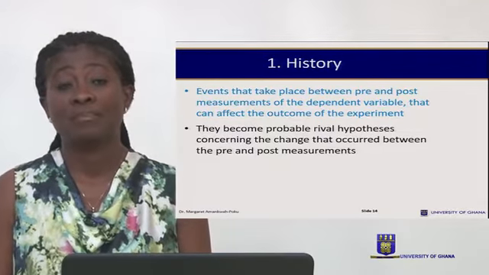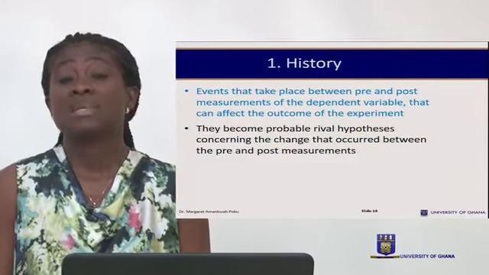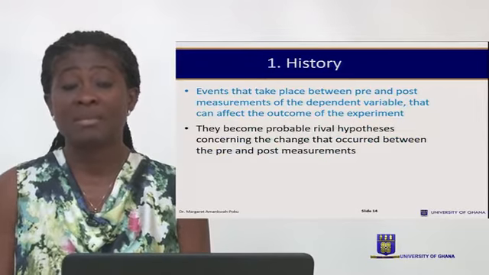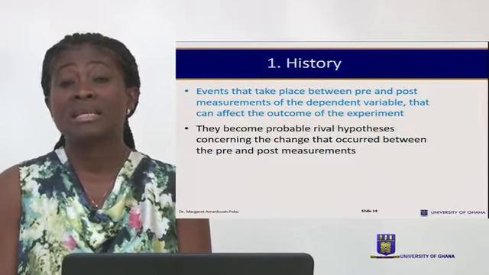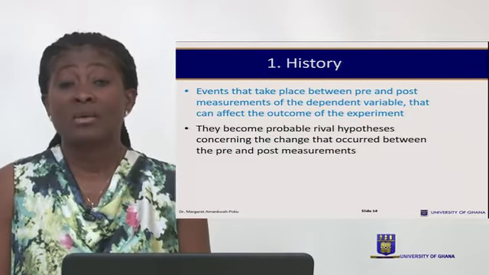So history refers to events that take place between the pre-test and post-test measurements of a study that can affect the outcome of the experiment. Sometimes when you conduct a study that involves a pre-test measurement and a post-test measurement, there's a gap between the time you take the pre-test and the post-test, and between these two measurements, anything can occur.